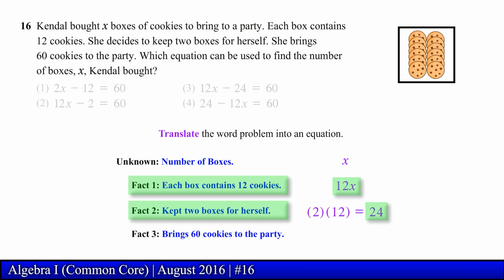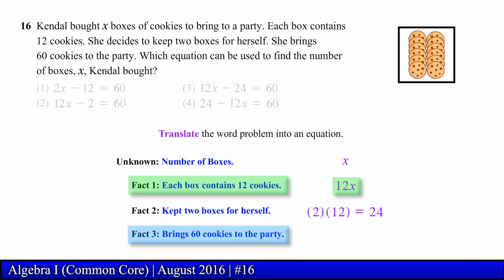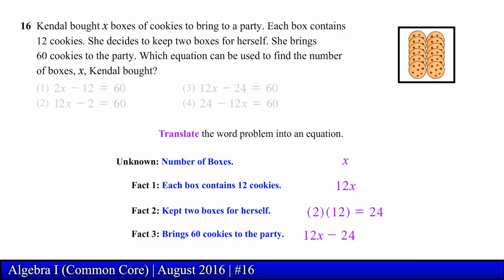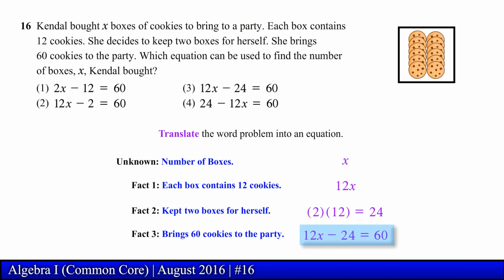Lastly, we can combine the first fact and the second fact by using the third and final fact. In this case, she brought a total of 60 cookies to the party. We can combine the results of the first fact, in this case 12x cookies, and subtract the total number of cookies from the second fact, in this case 24 cookies. And we should obtain the total number of cookies she brought to the party, in this case 60 cookies. The final equation is equal to 12x minus 24 equals 60. Looking at the options, we see that option 3 is our answer.